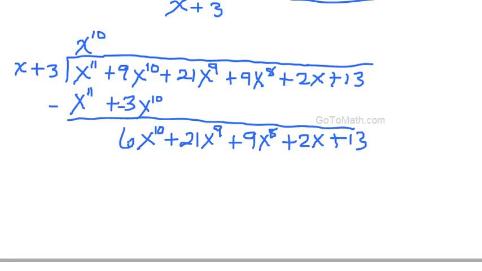So we have x goes into 6x to the 10th. We're going to say plus 6x to the 9th. Right, 6x to the 9th. So that's going to be 6x to the 10th. And then 6 times 3 is 18x to the 9th.